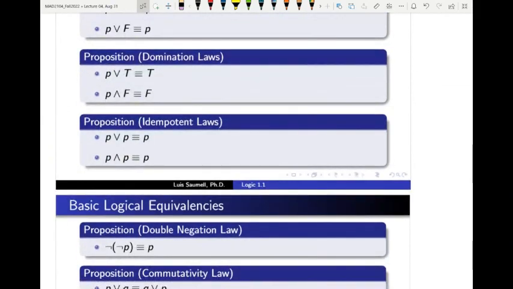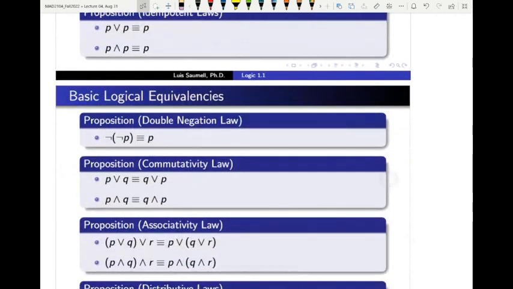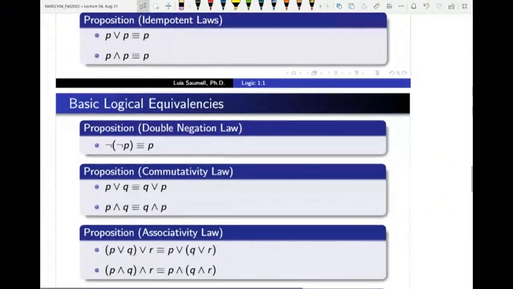Then the idempotent law. If you do P or P, this is just P. If P is true, this is true. If P is false, then this is false. So P or P is just P. And same thing with P and P. If you do P and P, that's just P. If P is true, that's true. If P is false, this is false. You okay with this? All right. We already encountered this one. Negation of the negation. That's just P itself, right?